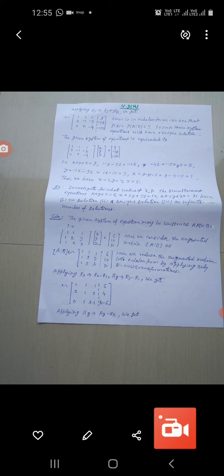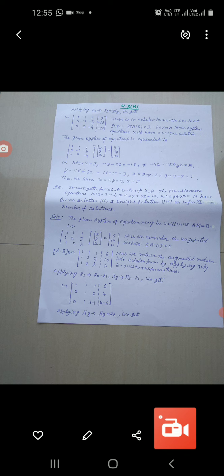This means you have to find the values of lambda and mu for which you have no solution, a unique solution, and an infinite number of solutions. This is also very simple.